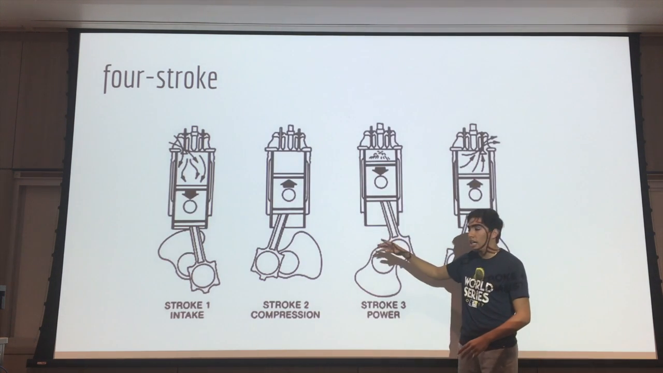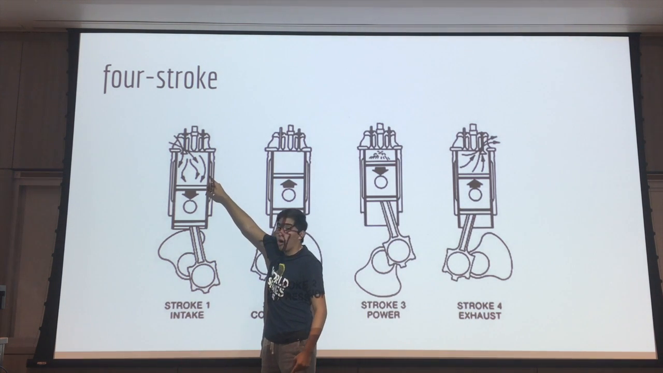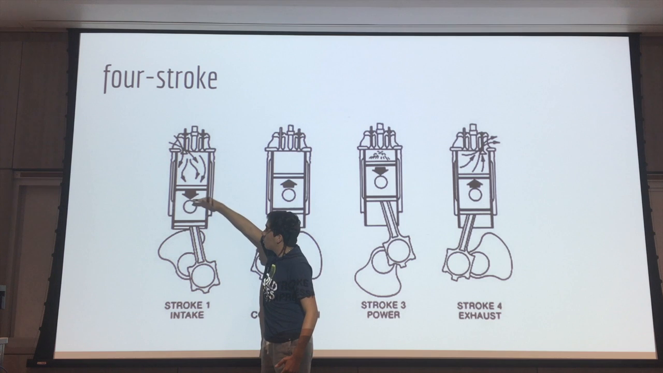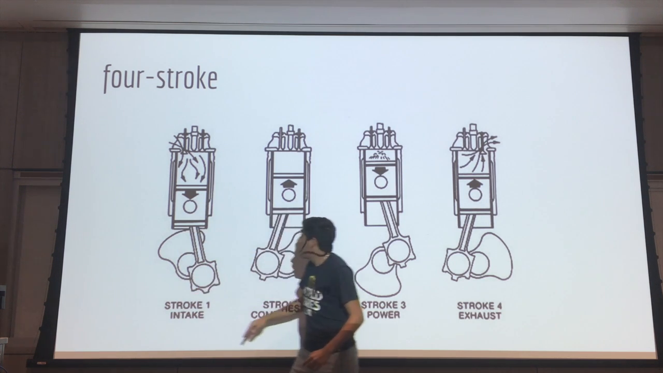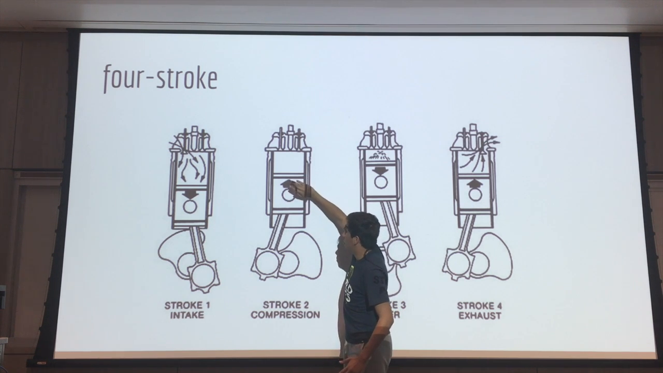The four-stroke engine has four phases, or four strokes. The first one, the intake. The intake valves open and let the fuel come down and push the piston downwards. After the piston goes downwards, it comes back up and compresses the fuel.